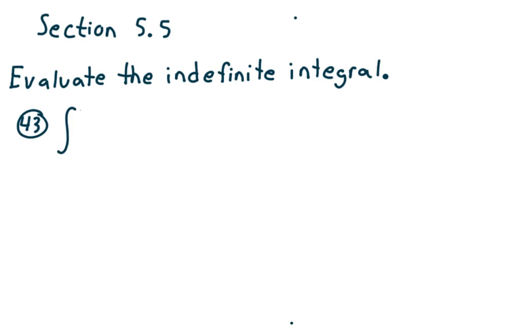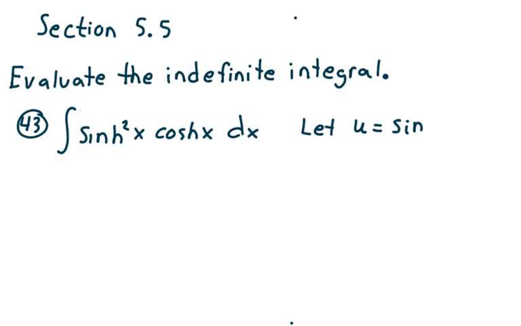Suppose we're given the integral of hyperbolic sine squared x times hyperbolic cosine x dx. Now, this problem can be done by u substitution. And so what I'm going to do is let u equal hyperbolic sine of x. So du, the derivative of hyperbolic sine of x, is hyperbolic cosine x.